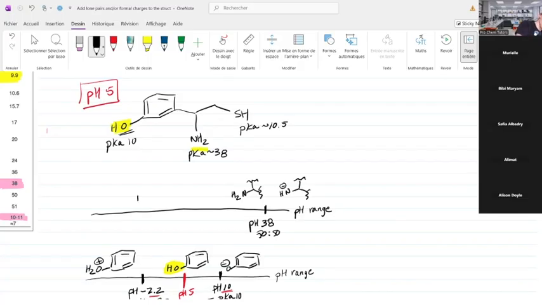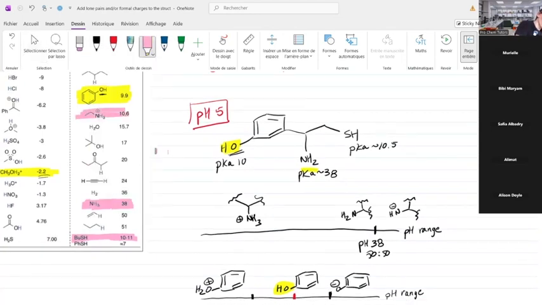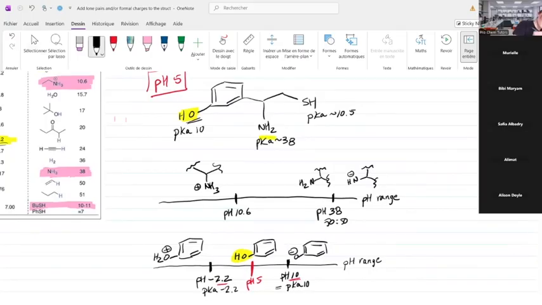So if I draw the ammonium now, I want you to go to your pKa table and spot the ammonium. I'm going to put it in pink here. Here we go, the ammonium. The pKa is 10.6. So you put 10.6. So at this pH, you will have 50-50 of the ammonium and of the free amine.